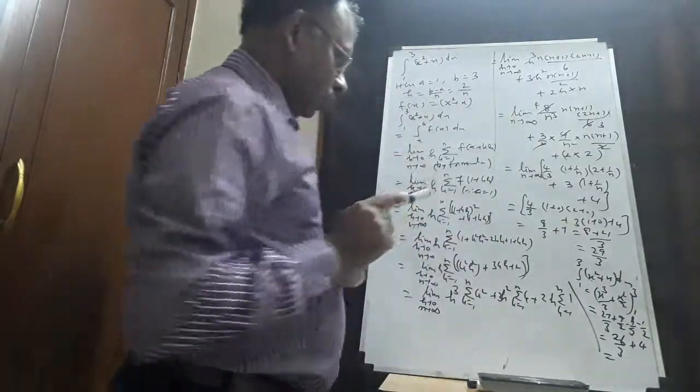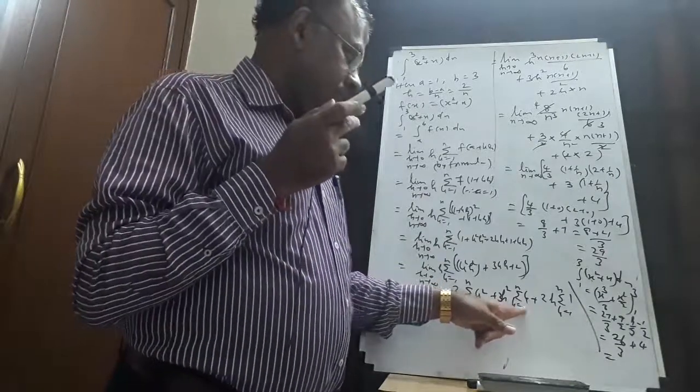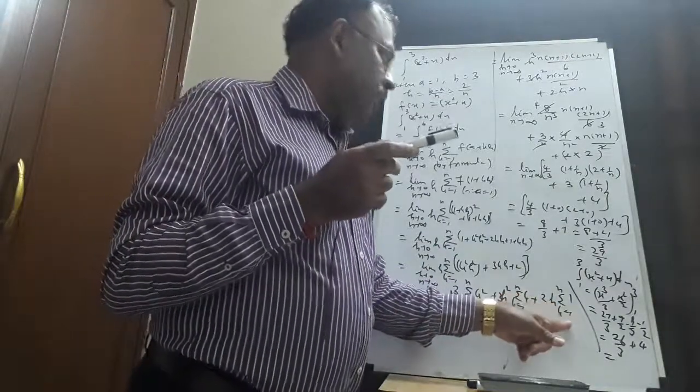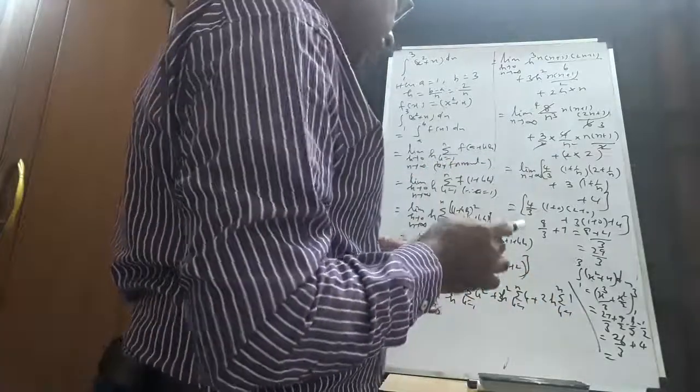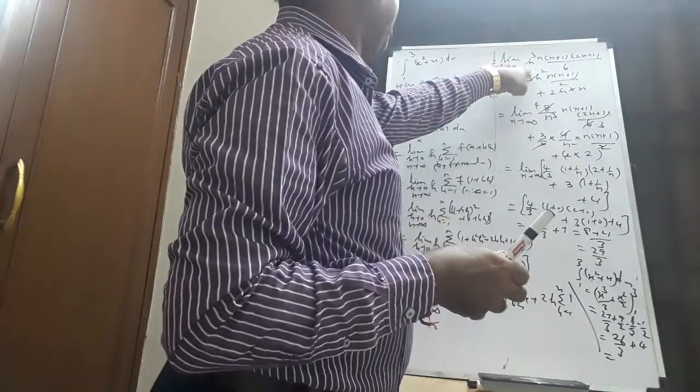1 plus 1 is 2. It's correct. H cube sigma k square plus 3h square sigma k plus 2h into sigma 1. Let it be. It's correct. Now this is n into n plus 1 into 2n plus 1 by 6 times h cube, plus 3h square into n into n plus 1 by 2, plus 2h into n. It's correct.